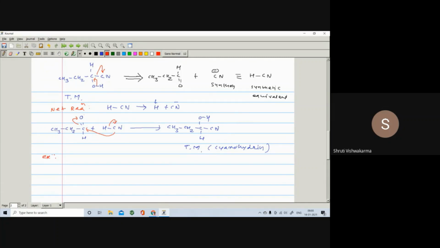We'll add some more examples. Another example of a cyanohydrin: here is Ph, here is a C, here is Me, and here is OH, and here is a CN, the cyanohydrin. You have to carry out the disconnection of the cyanohydrin.